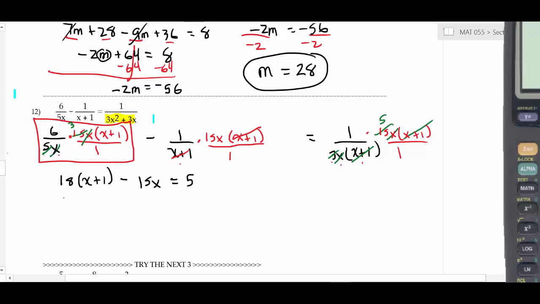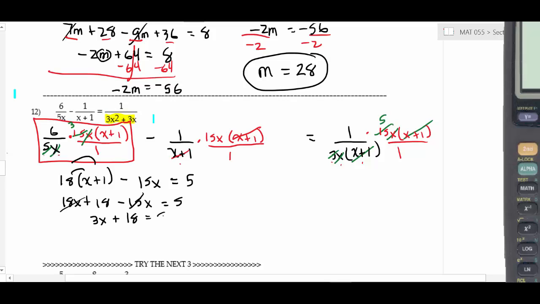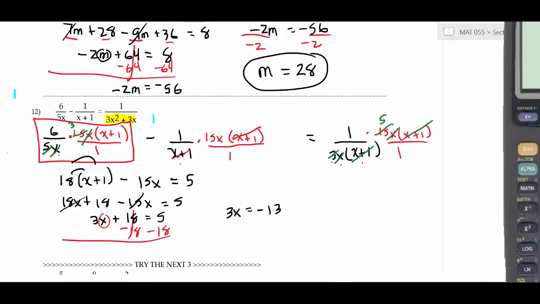Okay, so now from here you would do a distributive property. That's 18x plus 18. Bring down the 15x equals 5. Combine your like terms. So 18x minus 15x is going to be 3x. Plus 18 is equal to 5. Now you can subtract 18. You're trying to get x by itself. So we subtract 18 from both sides. And that would give 3x is equal to negative 13. Then I divide by 3. And that's the answer.